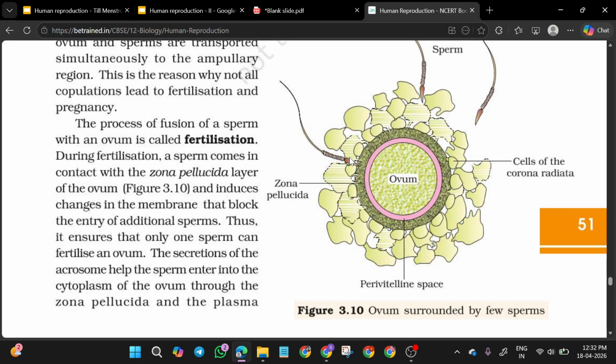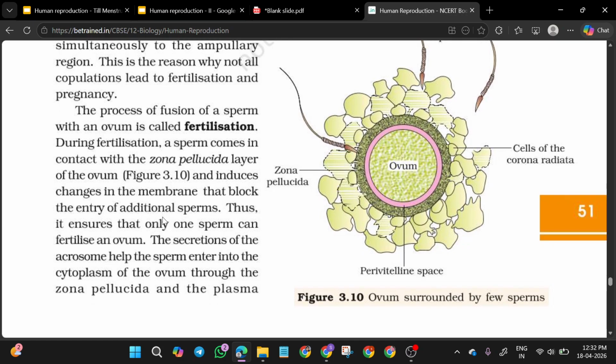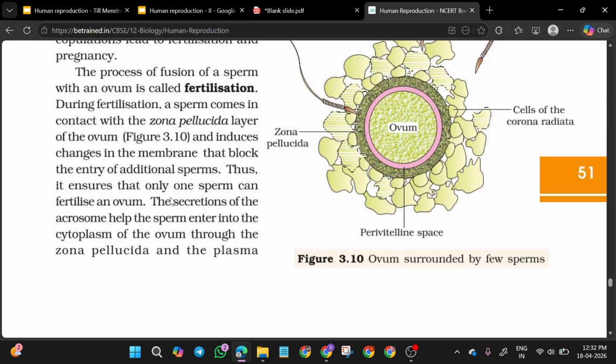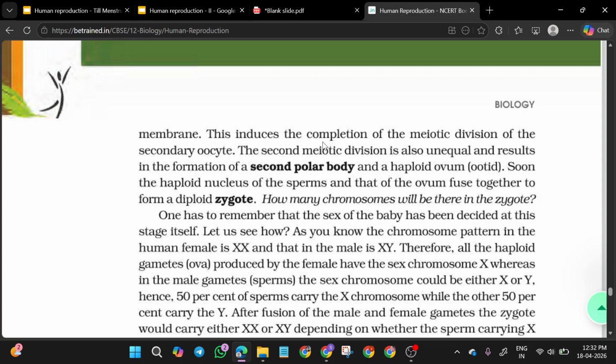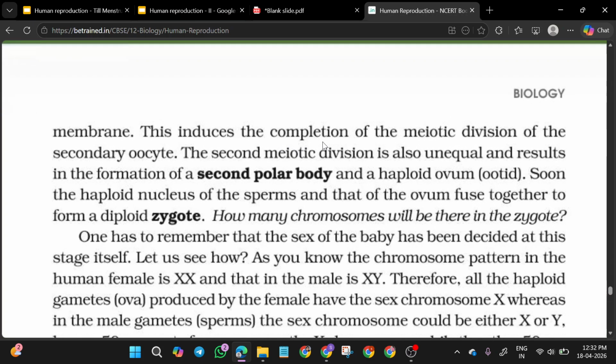So then you can see and induces changes in the membrane that blocks the entry of additional sperms. So அப்போ இது வந்து ஒரு changes கொடுக்கும், that is going to block the entry of additional sperms. Thus it ensures that only one sperm can fertilize an ovum. Secretions of the acrosome help the sperm enter into the cytoplasm through the zona pellucida. இங்க break ஆகி உள்ள enter ஆகி it is going to fuse here on plasma membrane. This induces the completion of meiotic division of the secondary oocyte.